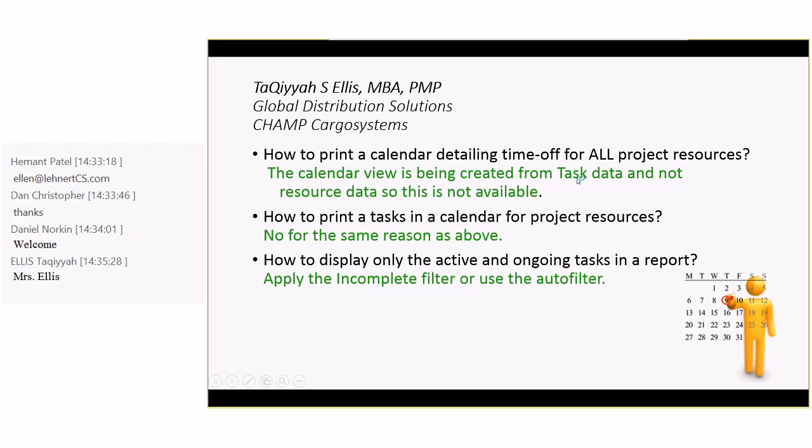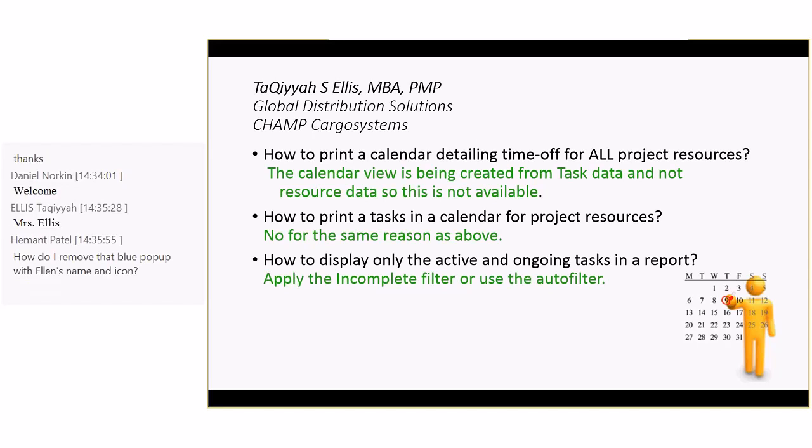So you're trying to pull, the view is actually crafted to only look at one part of the database. It's not crafted to look at everything. So that's why you can't get it all. And how do I print tasks in a calendar format for project resources?